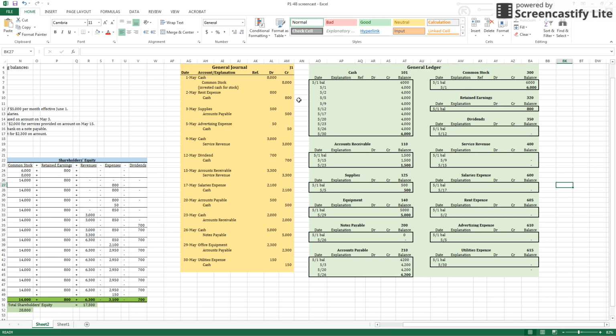And what we do when we post from the general journal to the general ledger is we look at our different journal entries and we move them over, and then we have a running balance in all of our different accounts. So for our first journal entry where we debited cash and we credited common stock, what we would do is we would transfer that over. And cash, we would debit for $8,000.